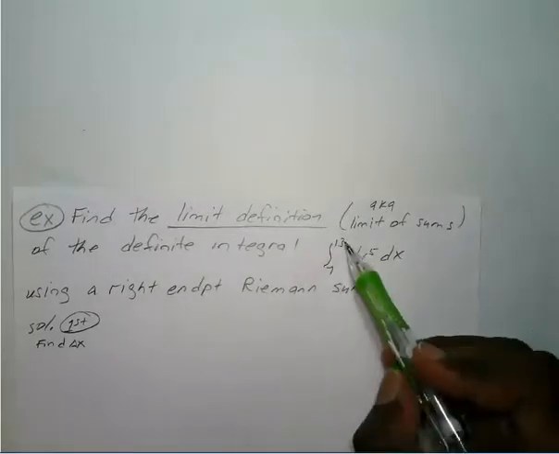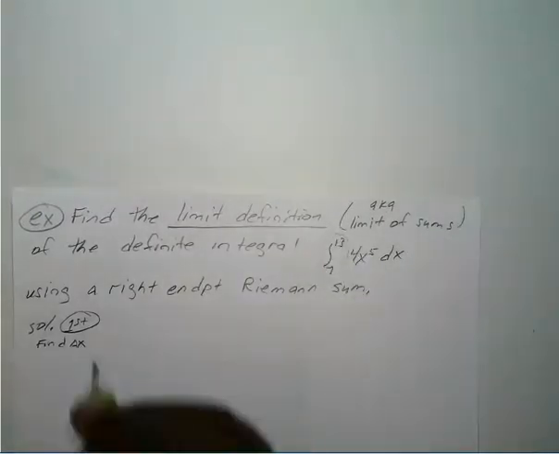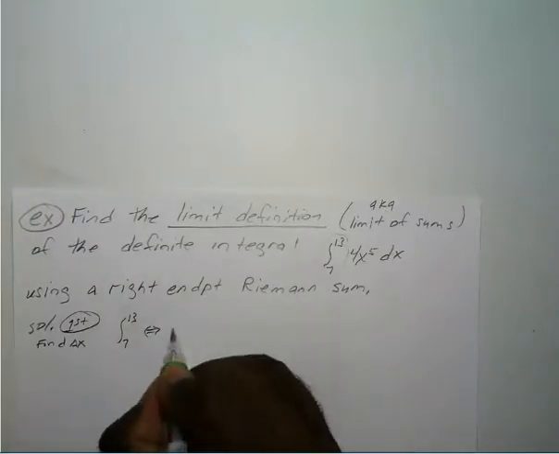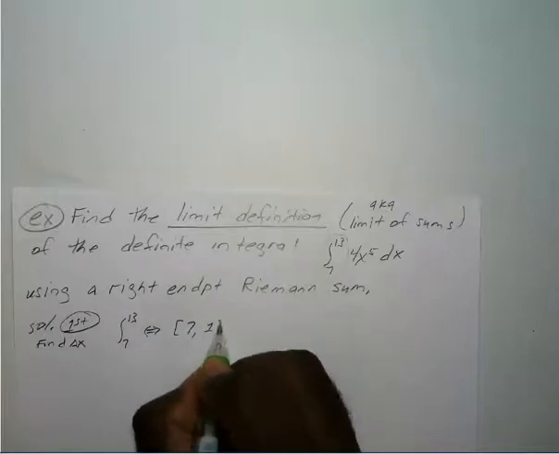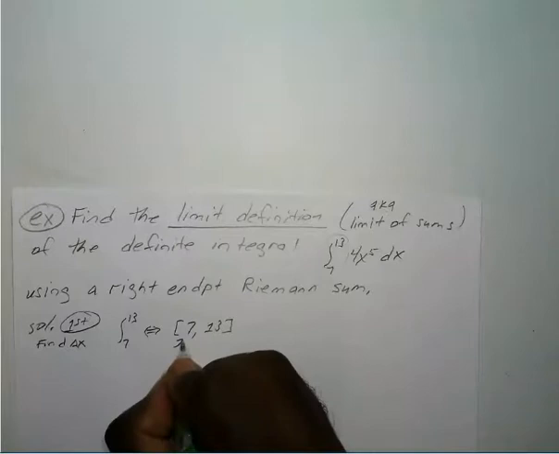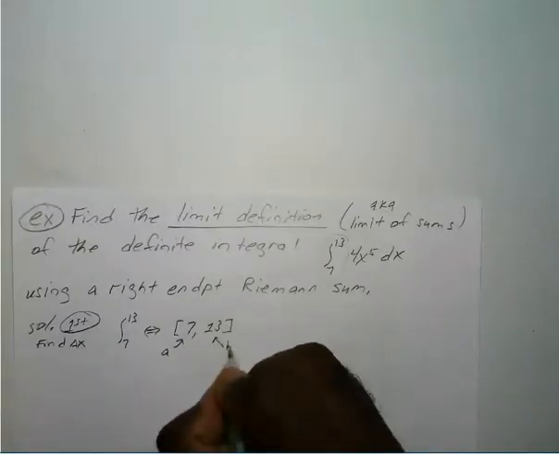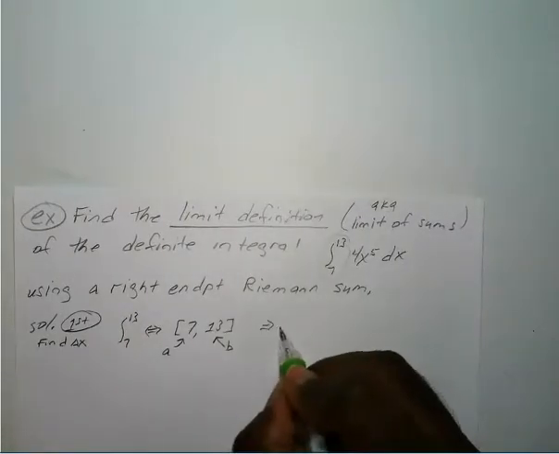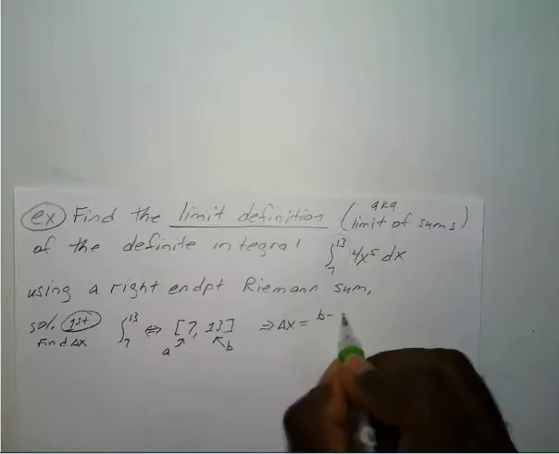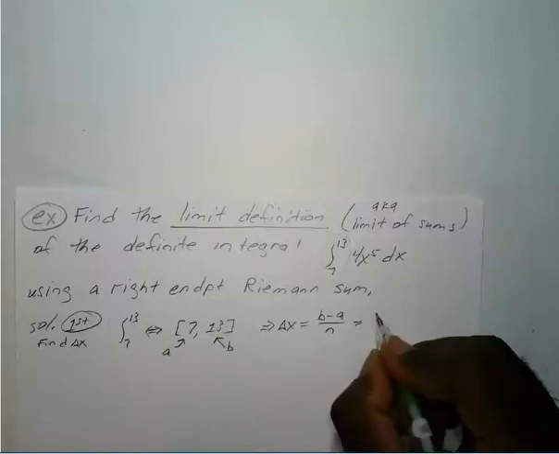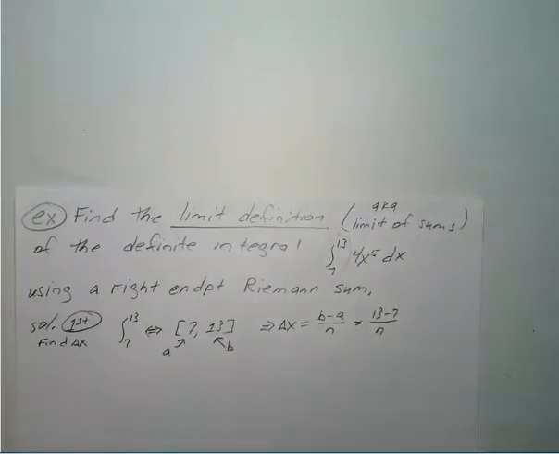Okay, so we know when we see our integral from 7 to 13, that's the same as saying our interval from 7 to 13. We know just from the previous video that 7 represents your A and that 13 represents your B. So we know that our delta x is equal to B minus A over N, which is 13 minus 7 over N.